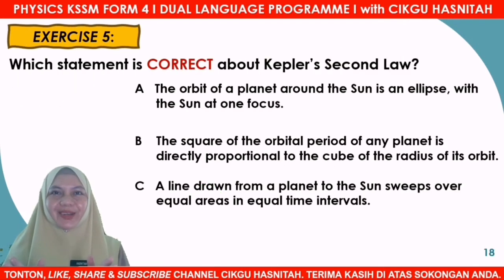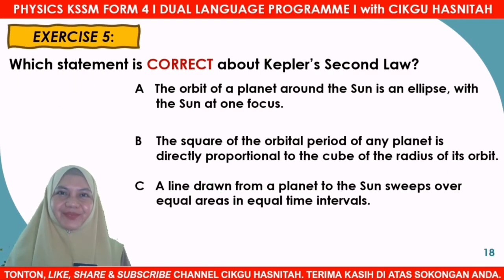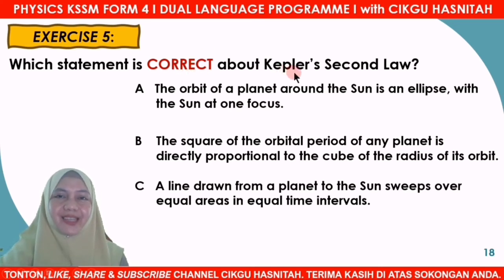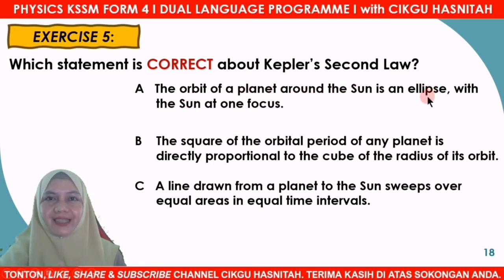Okay, students, so are you still doing good there? Very good. Okay, now let us continue with question 5. Okay, so you are given 3 statements here, and which statement is correct about Kepler's second law? So the first statement, the orbit of a planet around the sun is an ellipse with the sun at one focus.